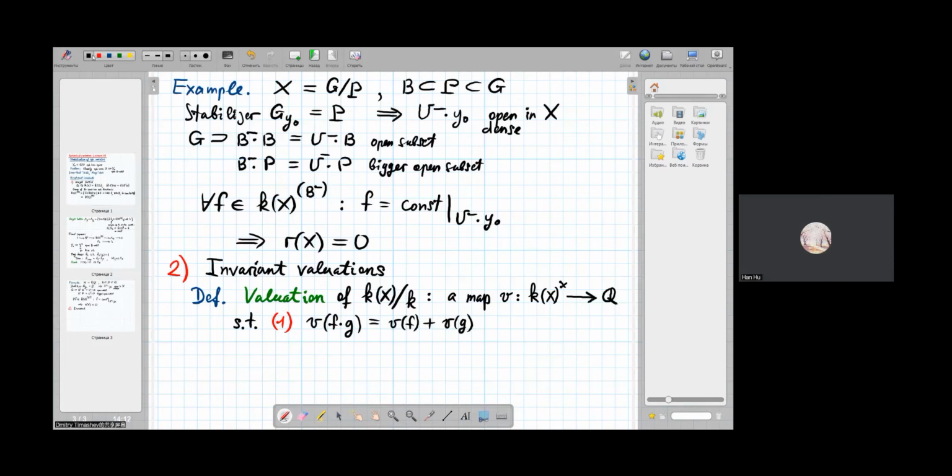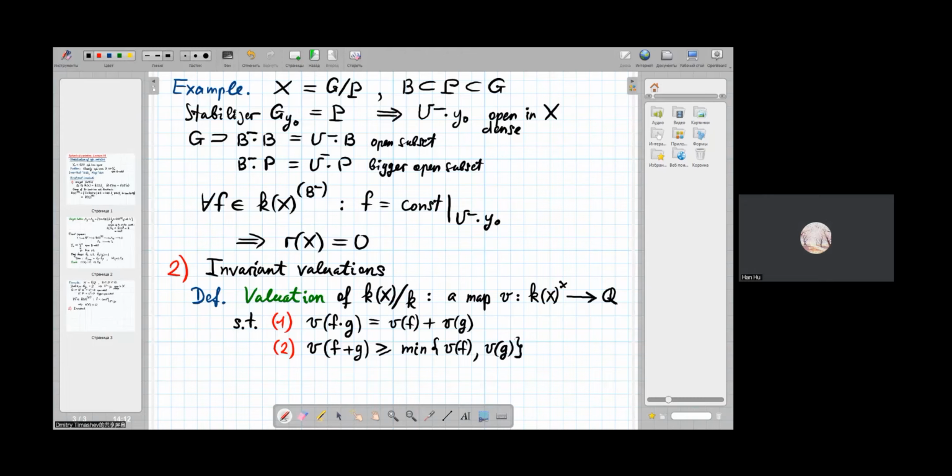The second property explains the behavior of this map with respect to sums of functions. So the value of v at the sum of functions f plus g, well, we cannot say what it is explicitly, but we can say that it is greater or equal than the minimum of the values of v at f and at g.